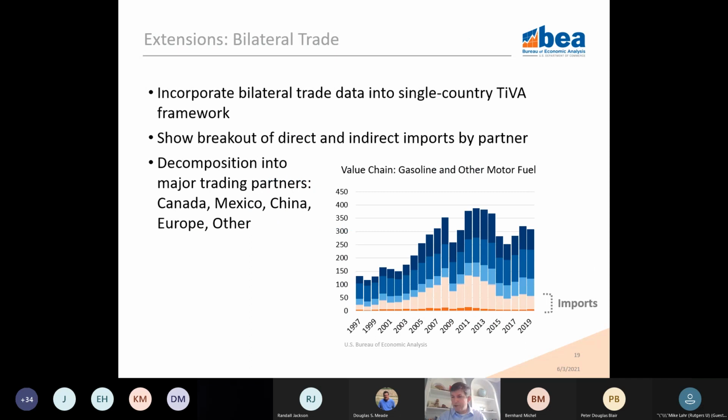So a first extension is to link in BEA's data on bilateral trade into the framework. Right now, looking at those imports at the bottom of the chart, all we can really say is that this portion of value in the supply chain is coming from imported products, nothing really beyond that. By tying in our bilateral trade data, we can potentially break that section at the bottom down by trading partner. As a starting point, we're looking at breaking things down by major trading partner, Canada, Mexico, China, Europe, and rest of world, for example. So that's one potential extension.